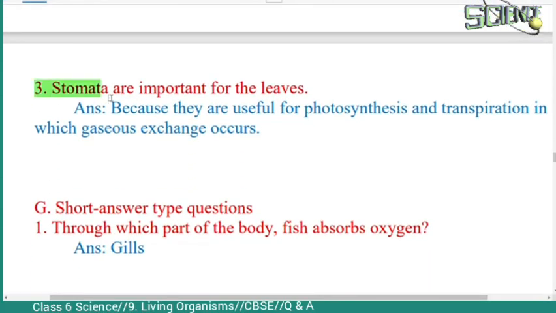Third question, stomata are important for the leaves. Give reason. Answer, because they are useful for photosynthesis and transpiration, in which gaseous exchange occurs. So stomata are important for the leaves because they are useful for photosynthesis and transpiration, in which gaseous exchange occurs.